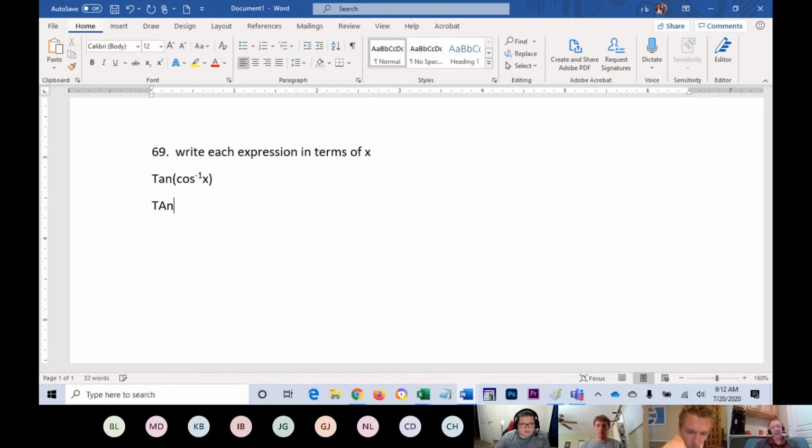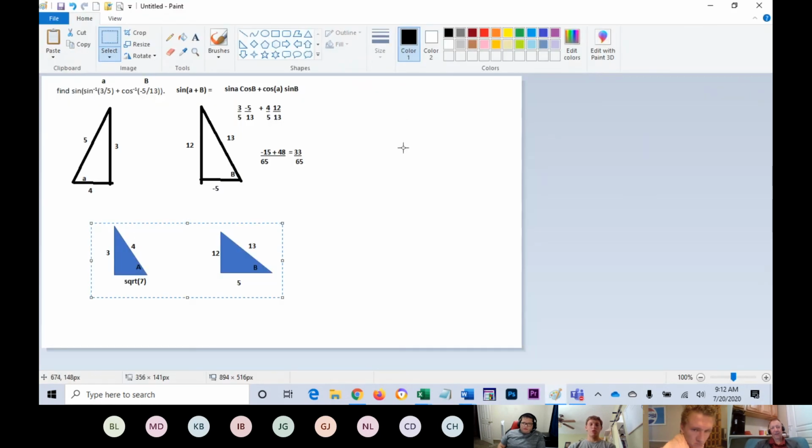Okay, tangent, so let's think about this again. This is just the tangent of some angle. We can call it A for now, right? So we're just trying to find the tangent of the angle, of this inverse cosine of x. So, the cosine would be adjacent over hypotenuse. Very good. Let's draw our triangle, right?